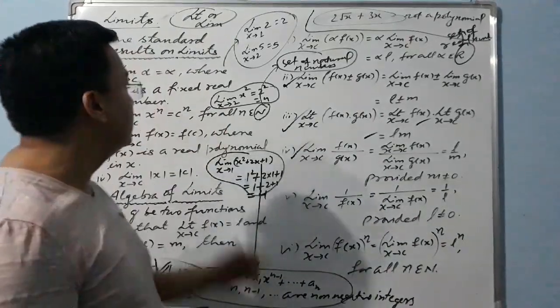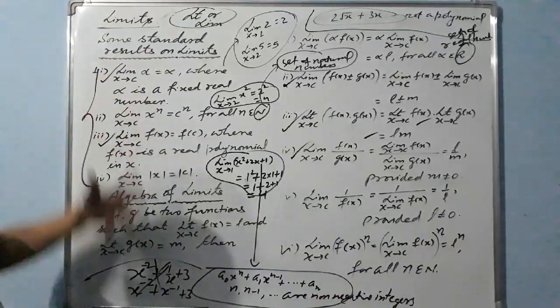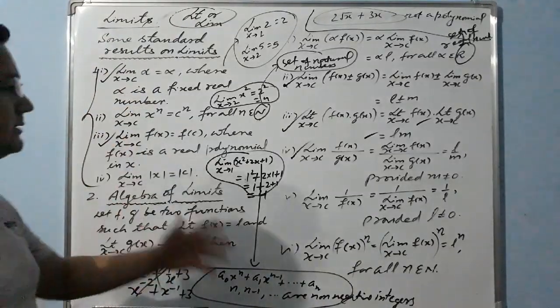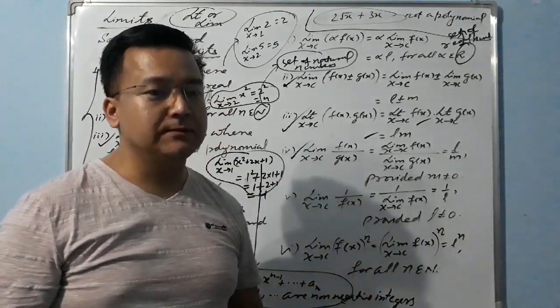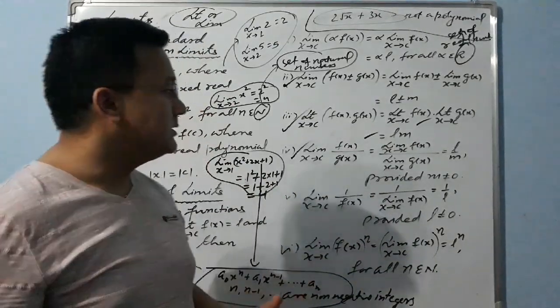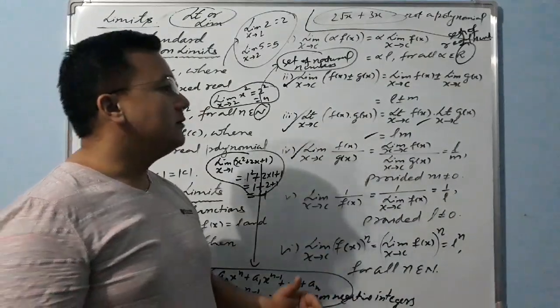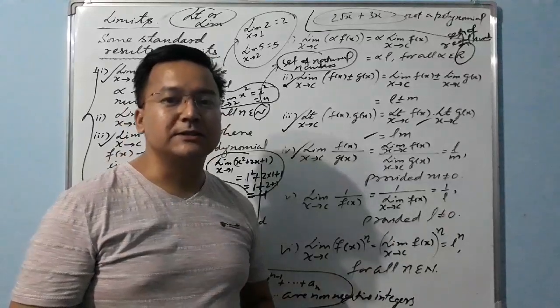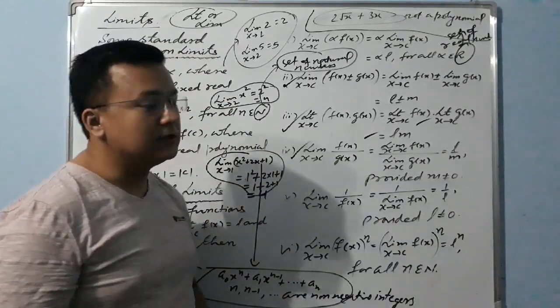Alright, I think you all understood how these standard results work, and how these algebra of limits work in calculating the limit of algebraic functions, right? And these properties also work for other non-algebraic functions also. All right, so let's see others also.